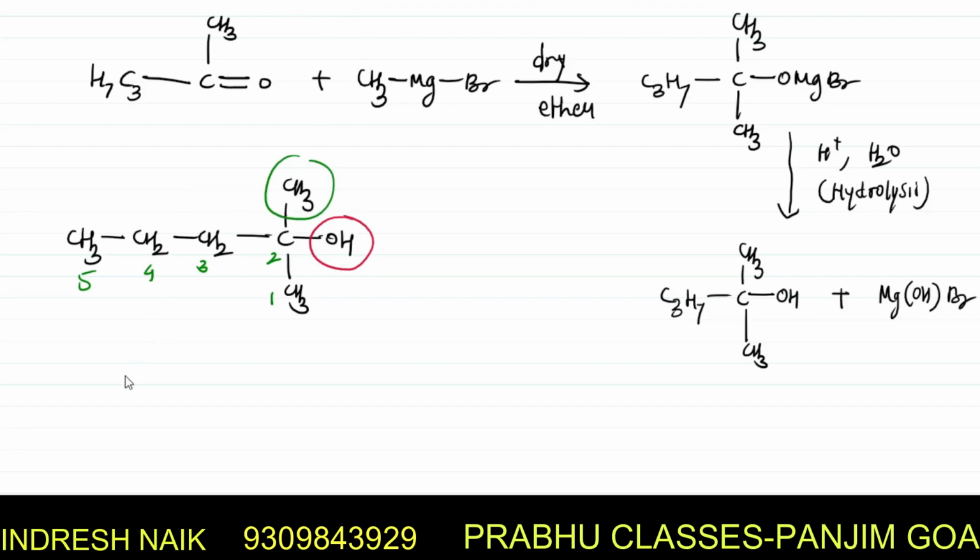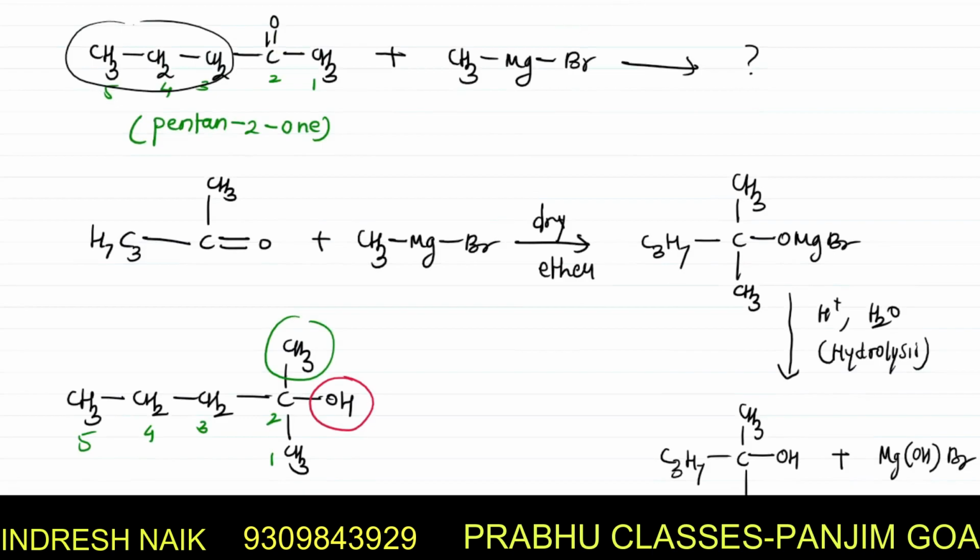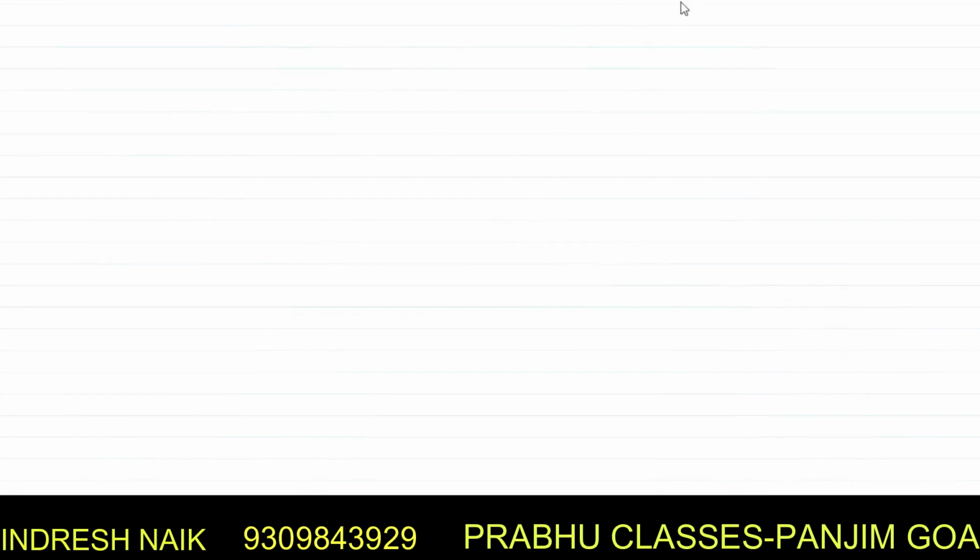So always we write the prefix first, that is 2-methyl. What is the word root? Pent. All are carbon-carbon single bonds, so an, and replace the last e with the functional group, that is 2-ol. So this is the name of the product. It is a tertiary alcohol. Now, if I want to prepare a primary alcohol, what would I have to take? If I take an aldehyde I get a secondary alcohol, and if I take a ketone, I get a tertiary alcohol.